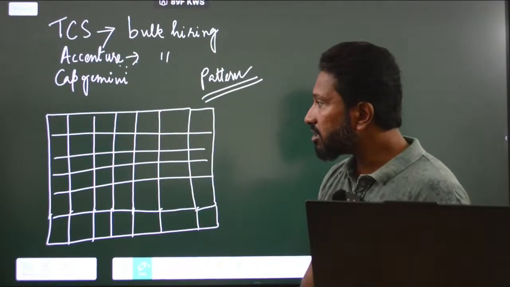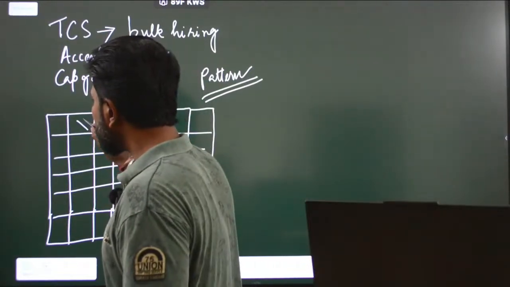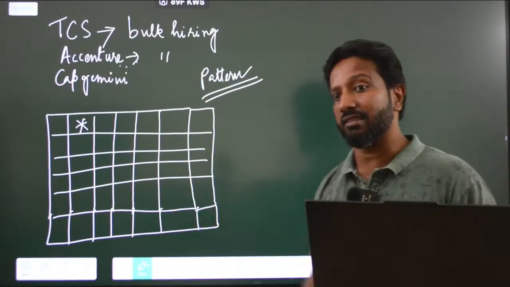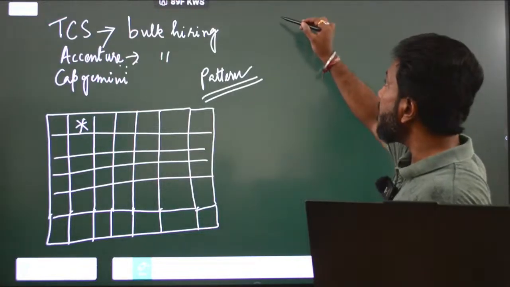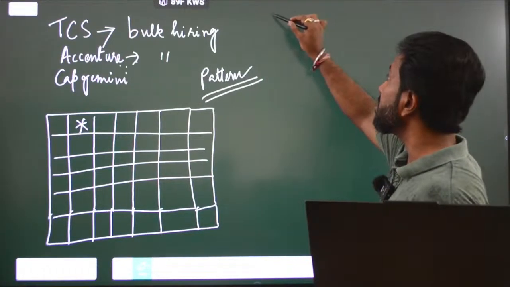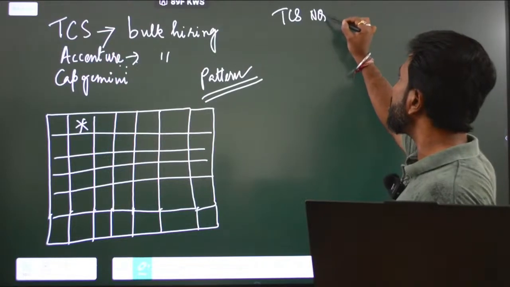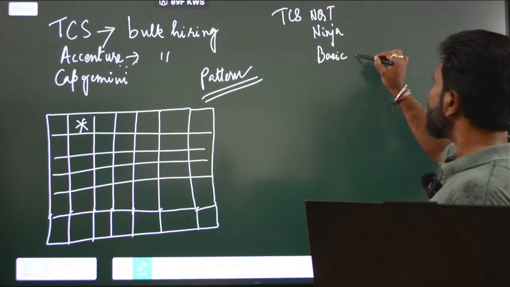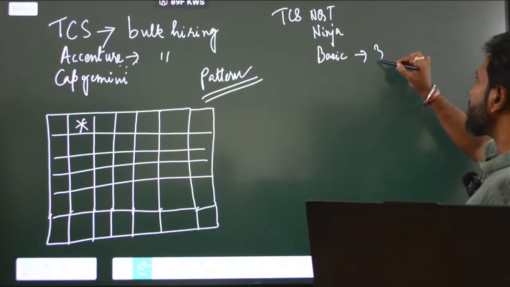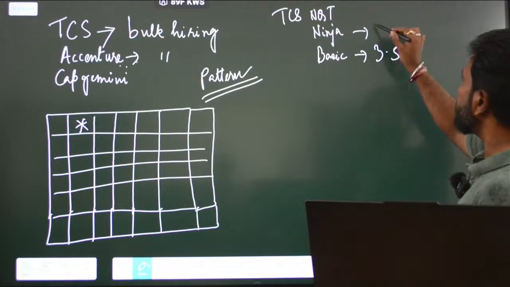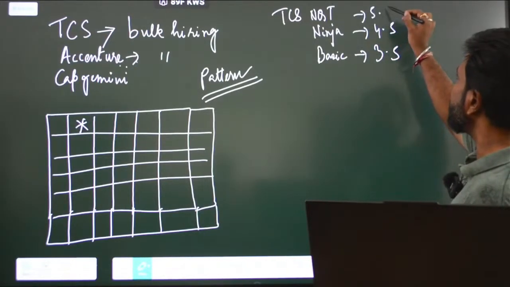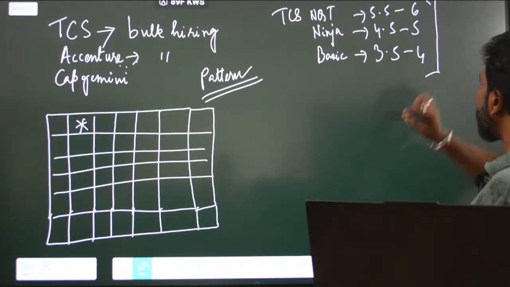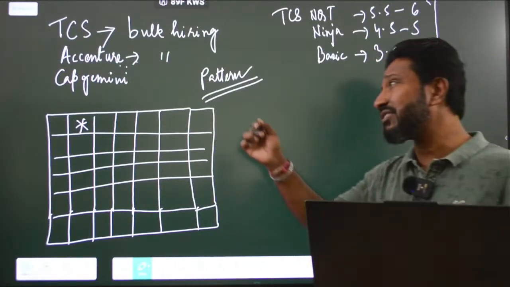Okay. So here, before drawing the pattern, let me just tell you where this pattern is asked. TCS has 3 companies. You have TCS NQT, TCS Ninja, and TCS Basic. The package here is less, it's around 3.5. Here it is 4.5, here it is 5.5. Okay, 3.5 to 4, 4.5 to 5, 5.5 to 6. This is the package, and based on the package, the time given is very less in this coding question.